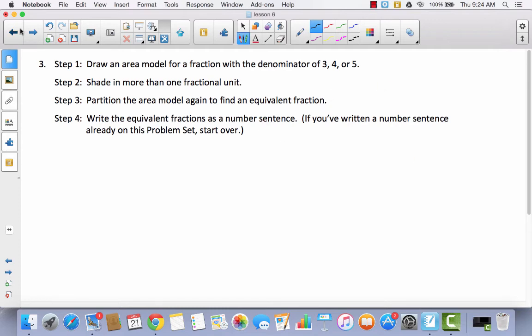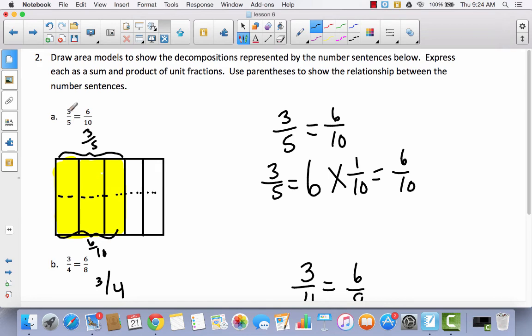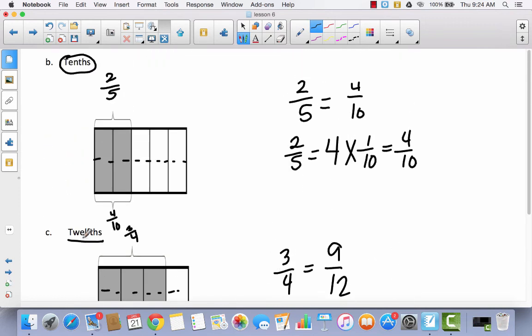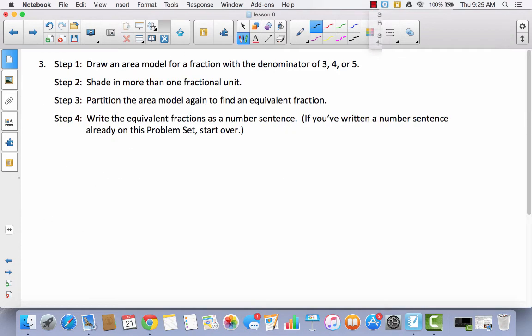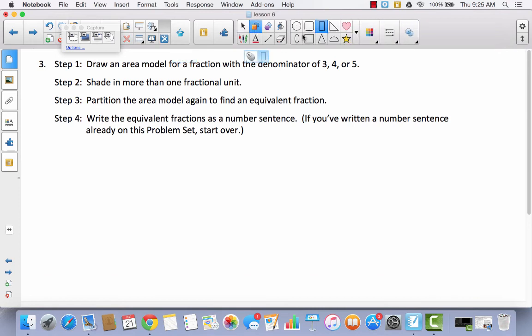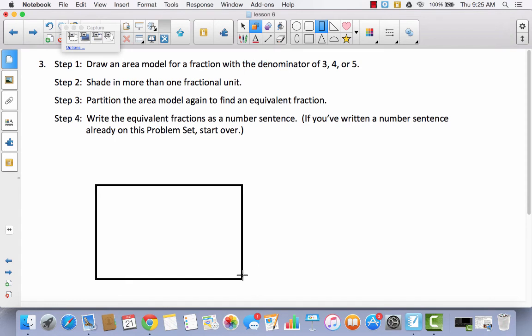Well, when I go back and look at the problem set, I have used 3/5, I've used 3/4, I've used 2/5, I've used 3/4, and I've also, let's see, have we used any thirds? Okay, so I have to draw an area model for a fraction with the denominator of 3, 4, or 5. I think I'm going to stick with thirds because we haven't used very many thirds. So let's go ahead and do that first. So draw an area model, and I'm going to use thirds.